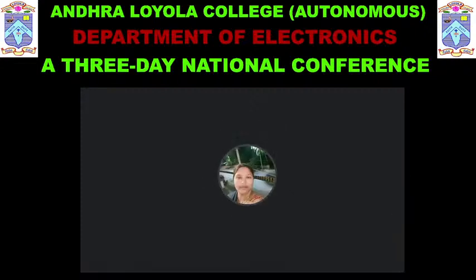The special speaker for this session is Dr. Lakshmi Narayana Talluri, Associate Professor, Vijayawada. To give a brief introduction, today he is going to speak on the topic of IoT technology for smart applications. To introduce our speaker, I invite Mr. Veerababu Garu, lecturer in electronics, Andhra Loyola College.